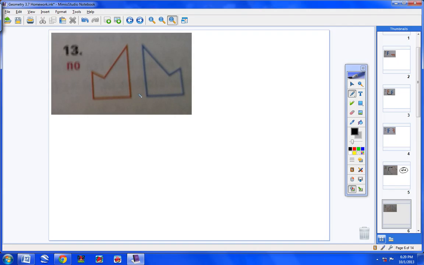Now, be careful, guys. It is not facing the same way. Look. What they did is they took this blue figure, like that, and they didn't move it up or down or left or right. They took this figure and they flipped it like that. And that's how they got the red figure. That is not a translation. You have to take the blue figure and move it either up and down or left and right.